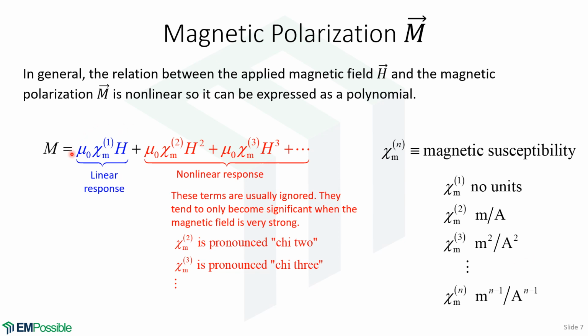But this first term is what we use 99% of the time, where there's a linear relationship between the applied magnetic field and the magnetization. But when the magnetic field is strong enough, these other terms can become significant.